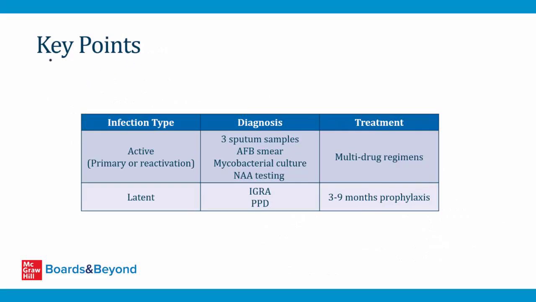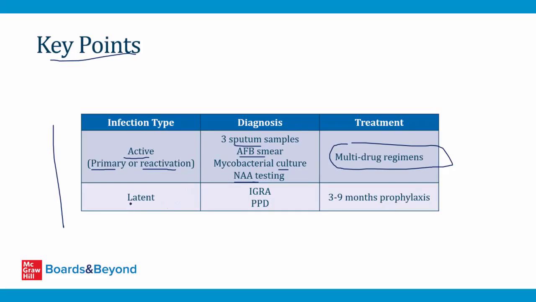Okay, and then I'll finish this video with one slide on key points about how to diagnose and treat active versus latent tuberculosis. So active tuberculosis means someone who has an active pulmonary infection with symptoms like cough and hemoptysis. This could be a primary infection from initial exposure to TB or reactivation of a latent infection. So the diagnosis of active TB requires 3 sputum samples, and you send it to the lab for culture, acid-fast smear testing, and nucleic acid amplification testing. And the treatment is always a multi-drug regimen.